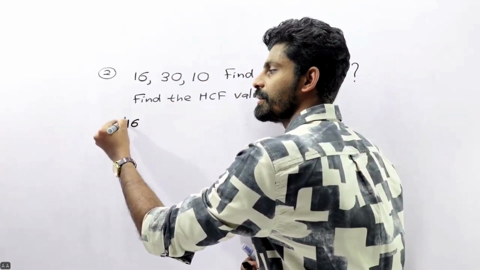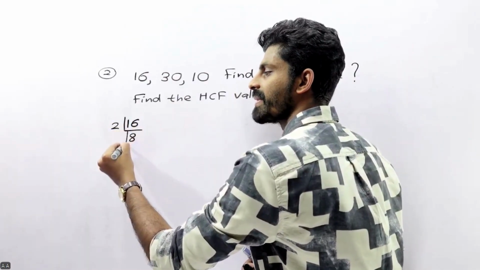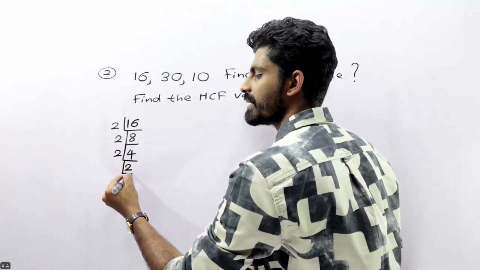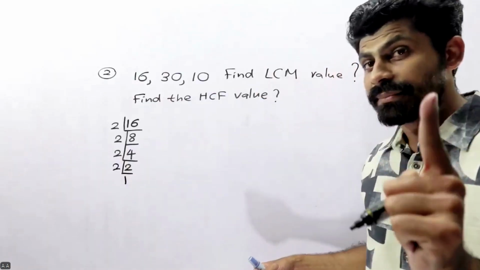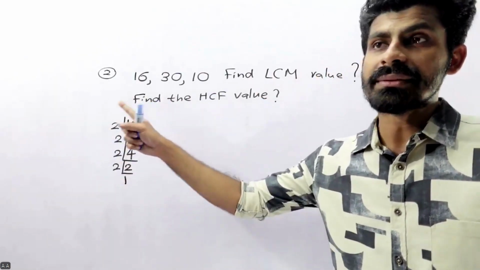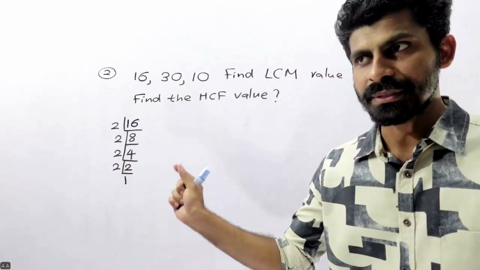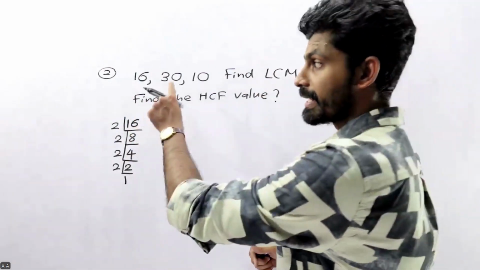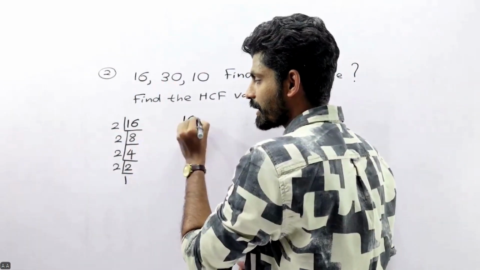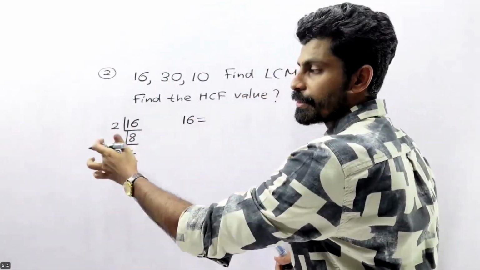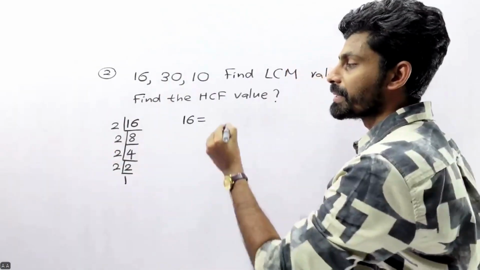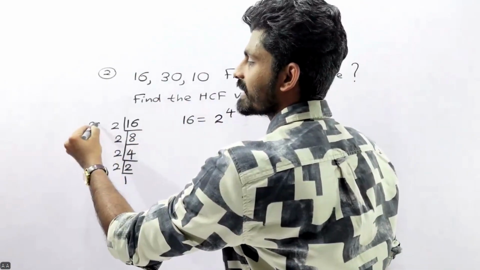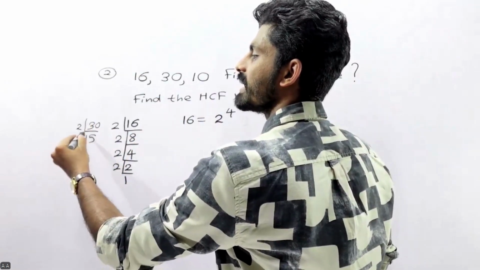16 divided by 2 is 8, divided by 2 is 4, divided by 2 is 2, divided by 2 is 1. Keep in mind that you need to divide using only prime numbers. So 16 can be written as 2 multiplied by 2 multiplied by 2 multiplied by 2, which means 2 to the power 4.